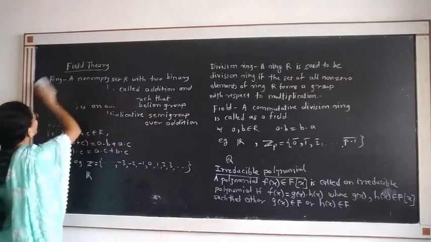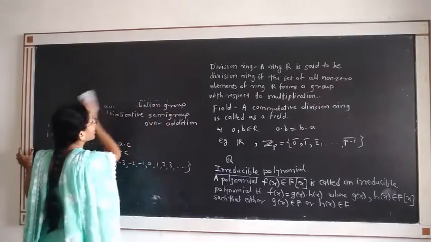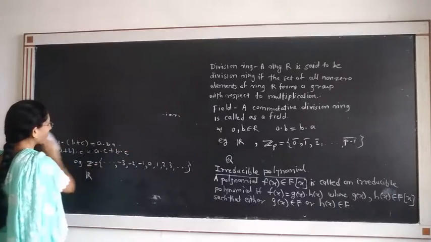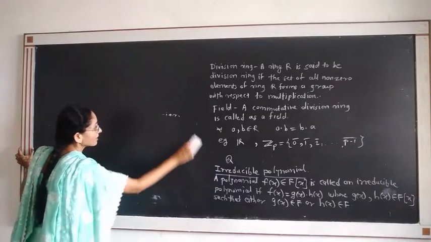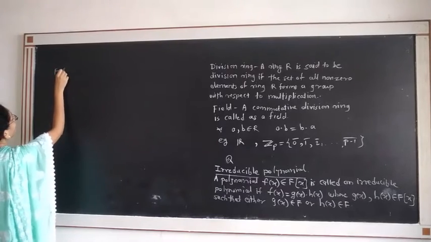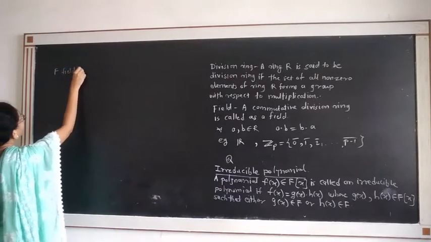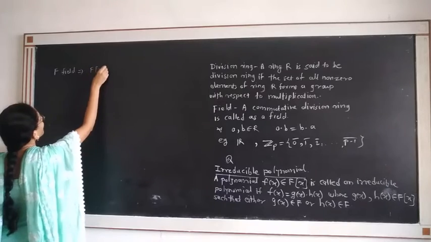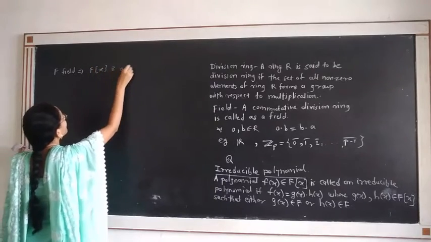Firstly, you know the result. If F is a field, then F[x], the ring of polynomials, is also a field. If F is a field, it implies the ring of polynomials F[x] is a field.